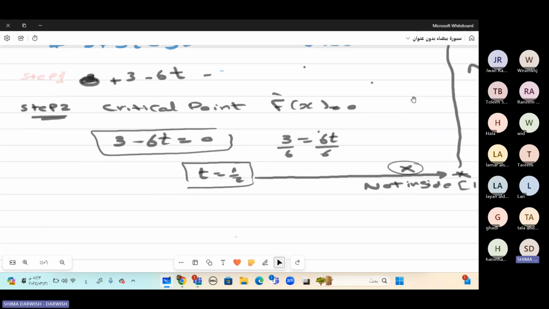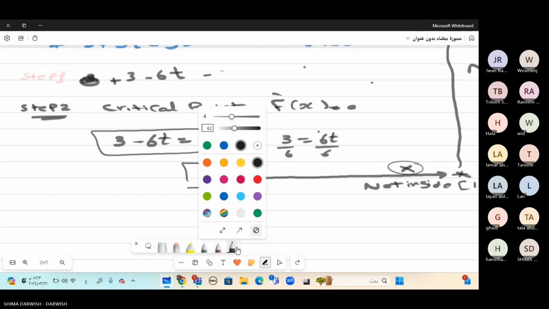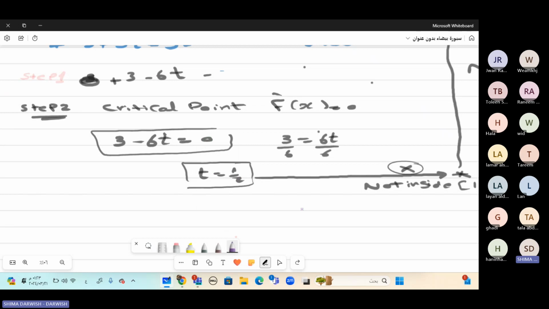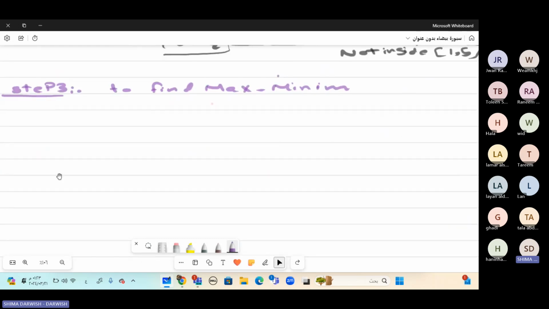So how can you find the maximum or minimum? Step number 3: substitute by the first and the end of the interval only. Be careful if we make a calculation in grade 12. So step 3, to find a maximum and a minimum, make substitute at x equals 1 and x equals 5.